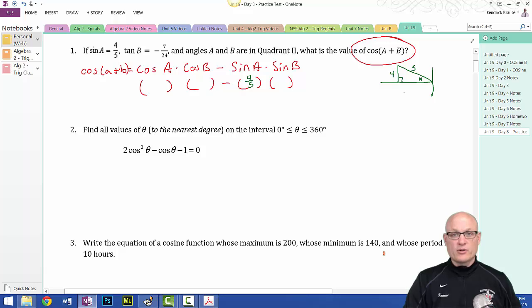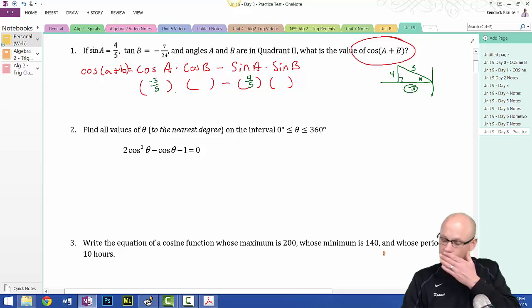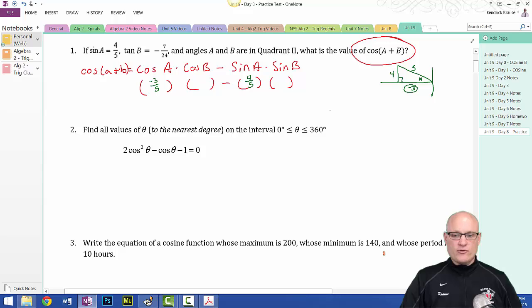Now, I'm not going to do a lot of work. You should know that this is going to be 3. It's actually going to be negative 3 because it's in this negative direction. So the cosine of A, it's in the second quadrant, is negative 3 over 5. Shabam! All right, cosine of B.